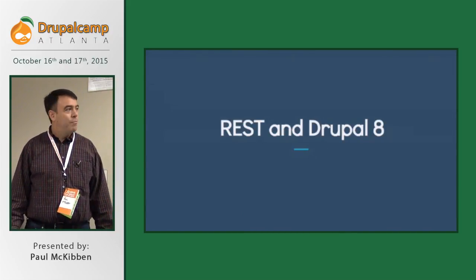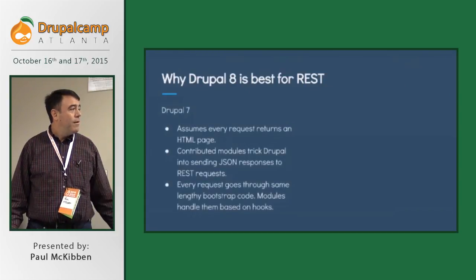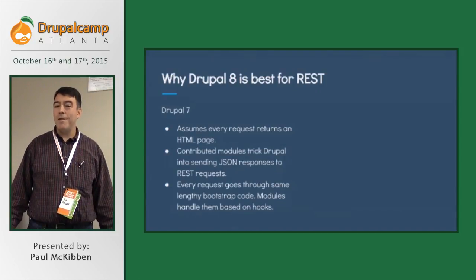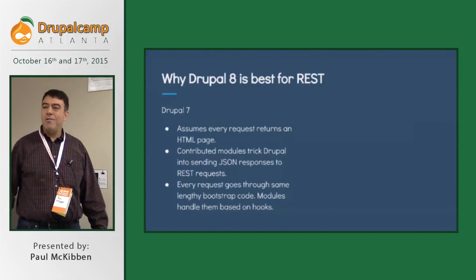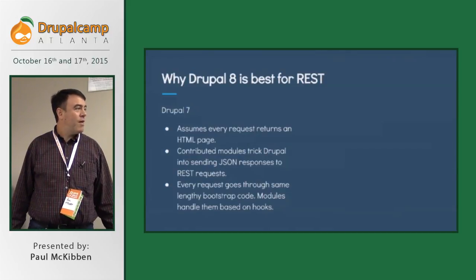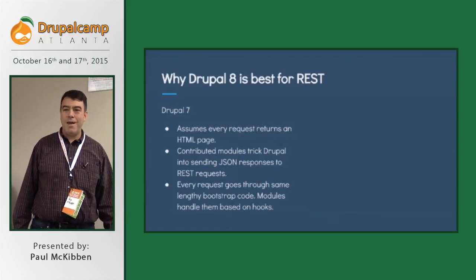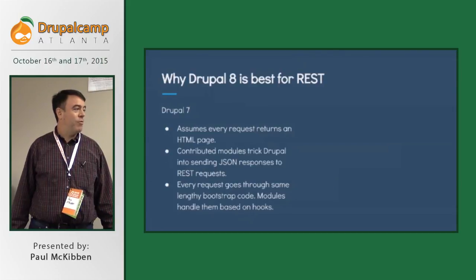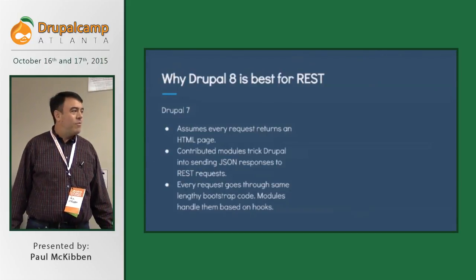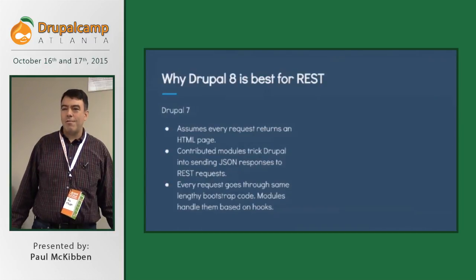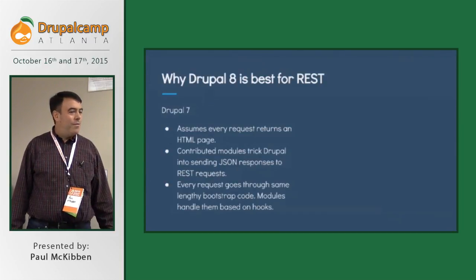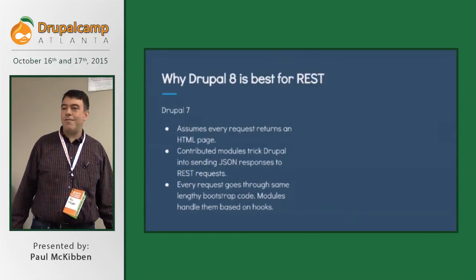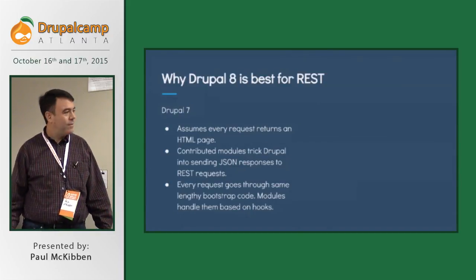So how does this all apply to Drupal 8? So why Drupal 8 is best for REST. In Drupal 7 and before, you could do REST, and people are doing it. But you have to kind of trick Drupal into making it work. Drupal 7 assumes every request it gets right now is a page. And contributing modules then go in and trick Drupal into sending JSON responses to REST requests instead of pages. It's not very efficient because every request goes through this same heavy bootstrap process. Then somehow, through some hook, your module gets invoked. It then kind of hijacks the response and sends it back as a JSON response.